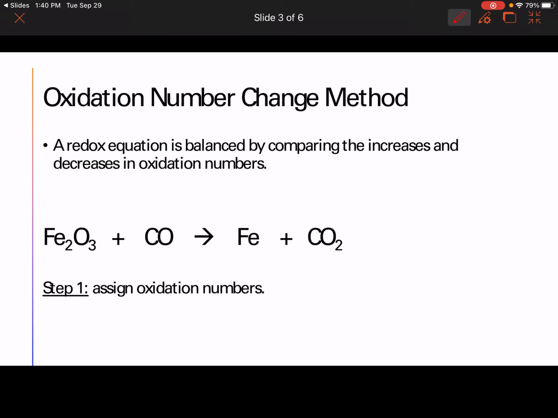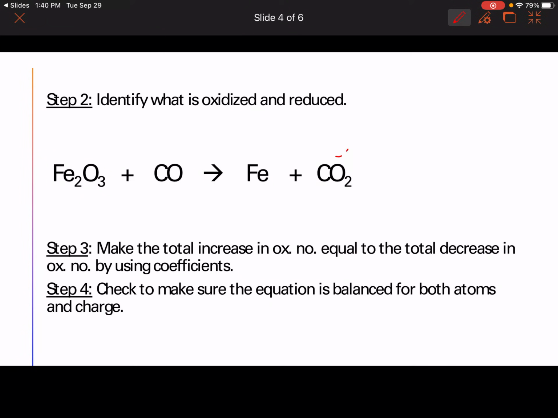Your very first step here is going to be to assign oxidation numbers, just like we did in the last lesson. So -2, +4, 0, -2, +2, -2, and then this is going to be +3 here. So I've determined my oxidation numbers, and now I'm going to go to the next step. I'm just going to recopy these because I need them here: +4, 0, -2, +2, -2, +3.